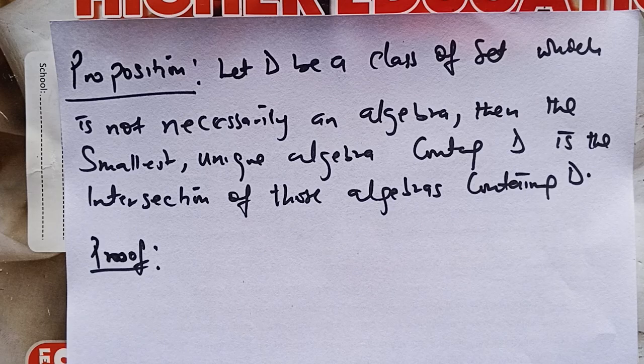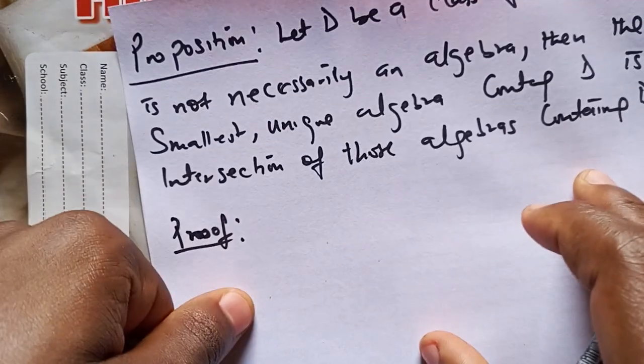So if we have a family of algebras containing D, then the smallest unique algebra containing D is the intersection of it. So we are going to show that the smallest algebra containing D is the intersection, and we are going to show that that intersection of those algebras is what is unique. So let's begin. Let's show the proof.